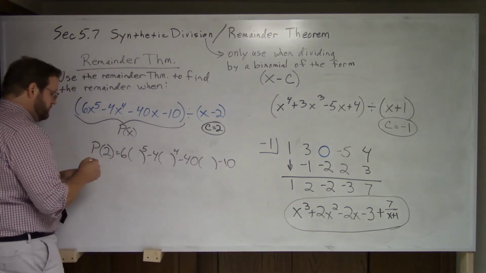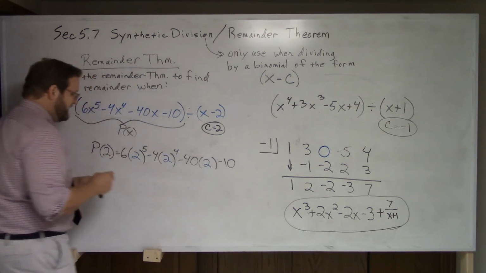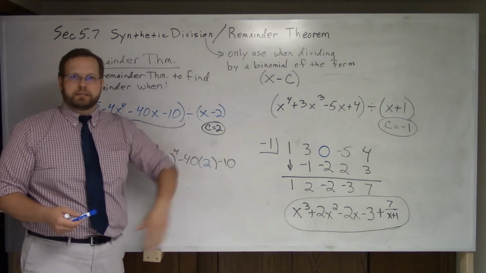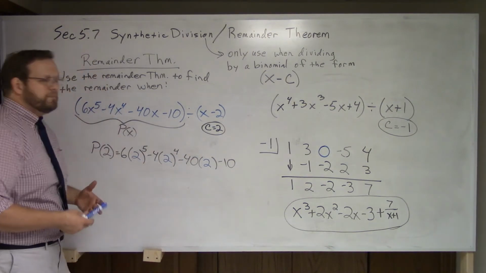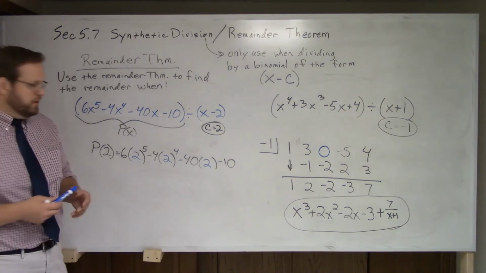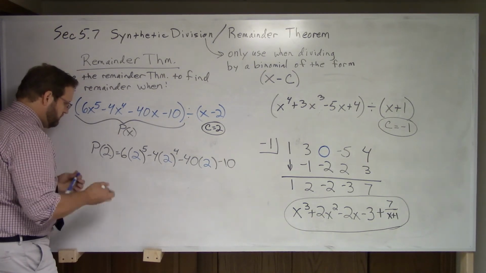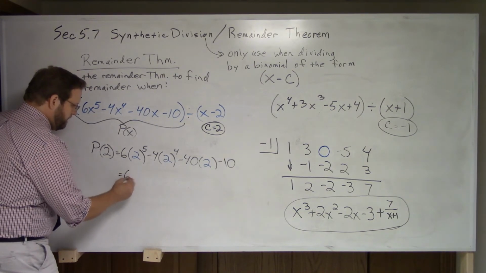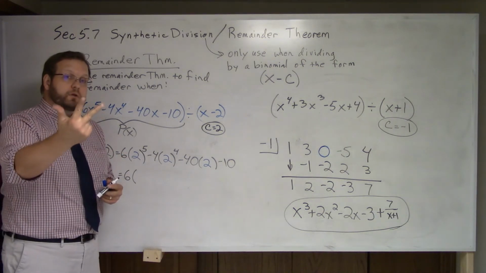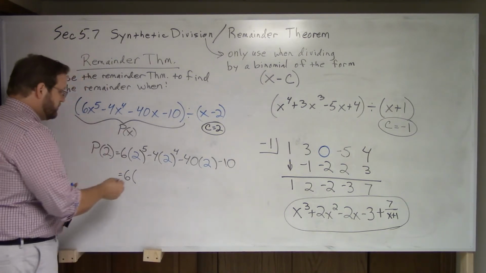And then all I do is plug in that 2. Now, if the numbers get a little out of hand, you could just pick up your calculator and plug this in. But especially with a 2, if you're trying to get better at your mental math, this is the time to practice. So let's work this out. Exponents first. 2 to the 5th. 2 times 2 is 4. 4 times 2 is 8. 8 times 2 is 16. 16 times 2 is 32.